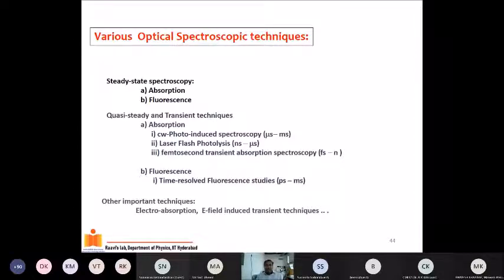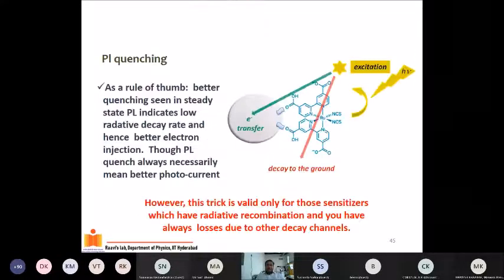In fact, I have explained to you already the time resolved PL studies in DSSC, to tell you how the injection is happening and how, looking at the injection time scales, one can predict the efficiency of the injection. Apart from that, there are other important techniques like electroluminescence and field induced studies. We will not touch upon that right now. I would stick to this part.